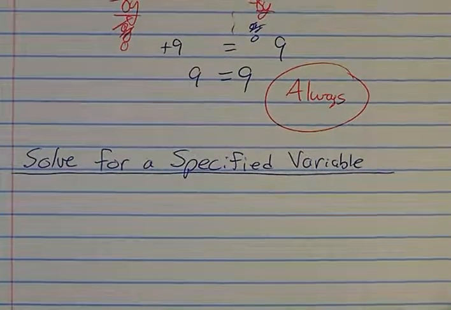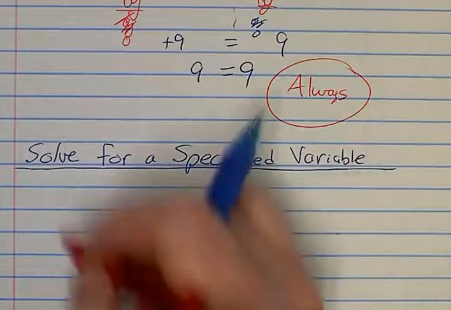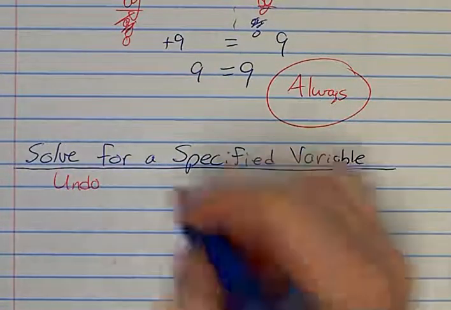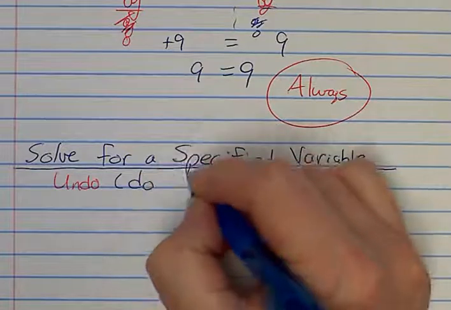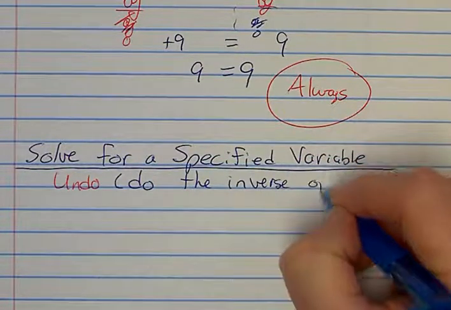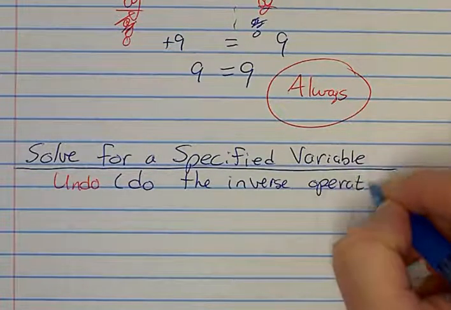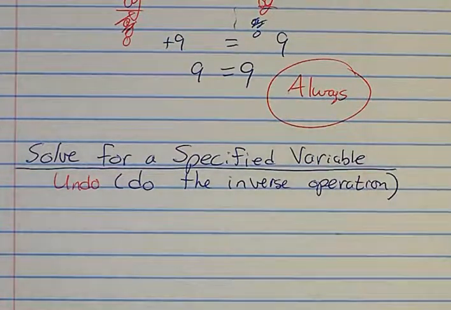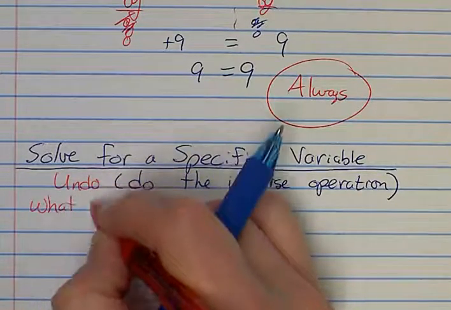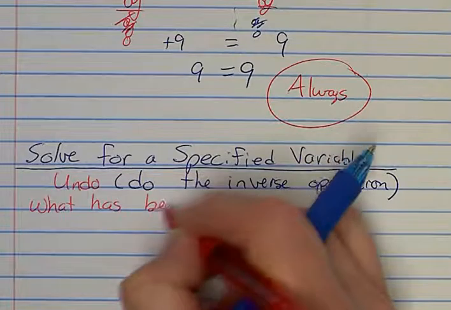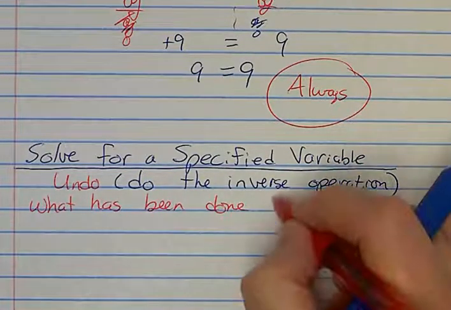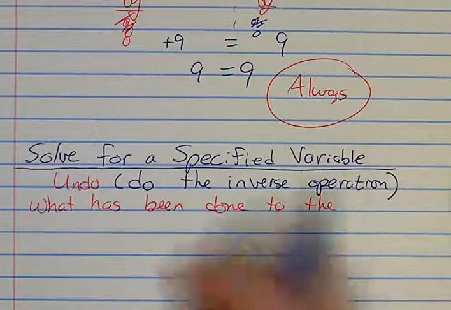Now, here's really what it is for this thing. You're going to undo, and when we say undo, what that really means is you're going to do the opposite, or do the inverse operation. So you're going to undo what has been done to the specified variable.